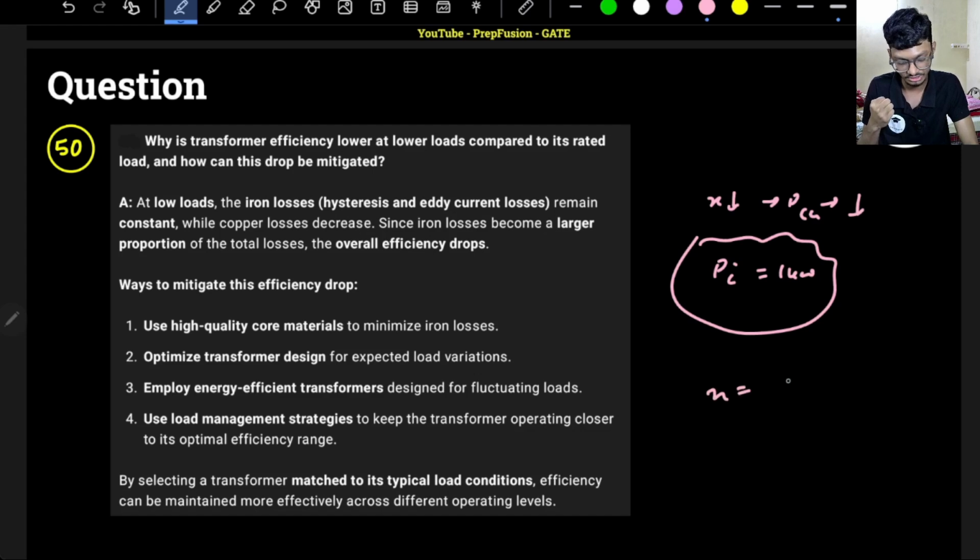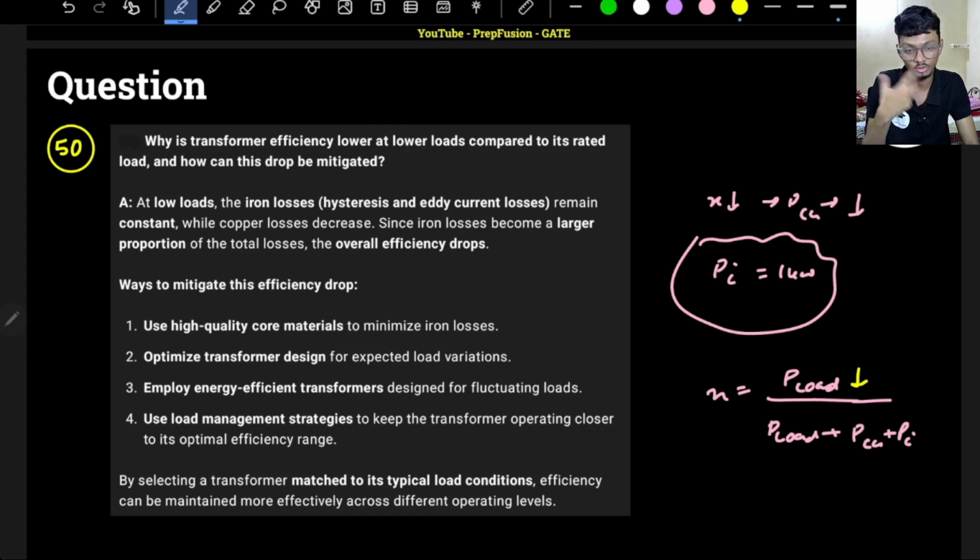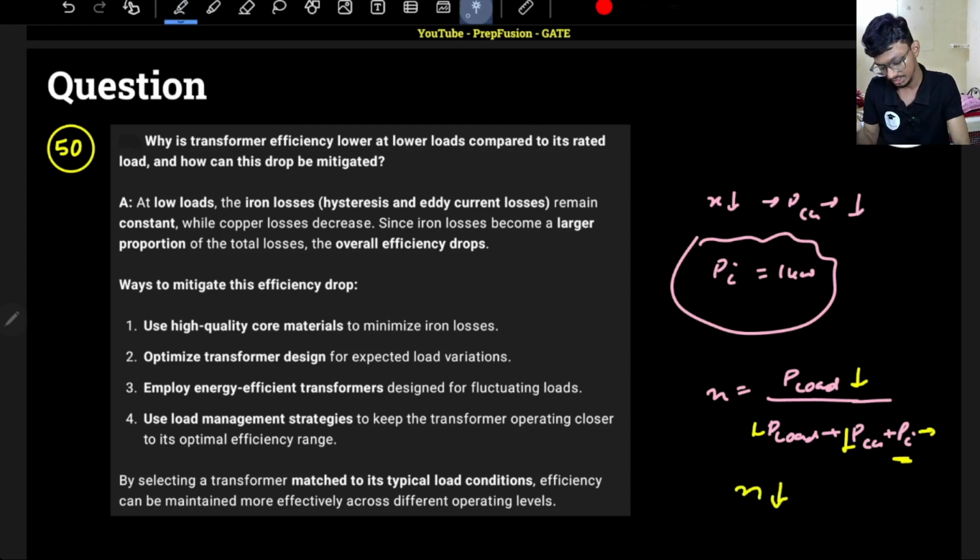Because my efficiency is what? Efficiency is P load divided by P load plus P Cu plus P iron. Now I know at lower loads P load will be low, because the load will take a lesser amount of current, so the power will be low. P Cu also will be low, but P iron will be constant. So the numerator is reducing, but in the denominator P iron is still high, so the denominator is somewhat constant. So efficiency reduces drastically. That's why it is lower at lower loads.